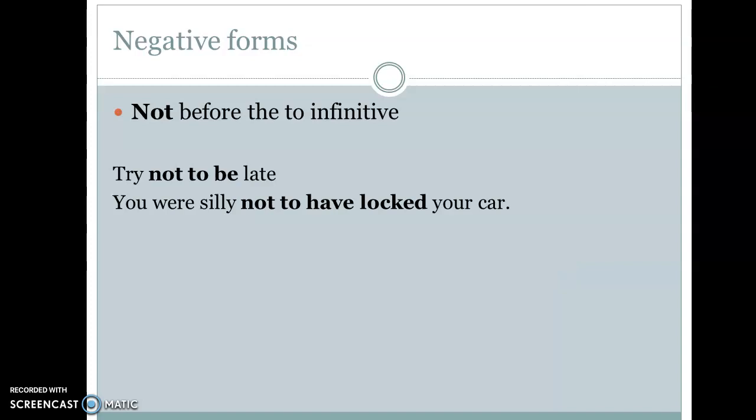So it's important also to know how we make these infinitival forms negative. Well, we need to resort to not before the to infinitive. Try not to be late. You were silly not to have locked your car.